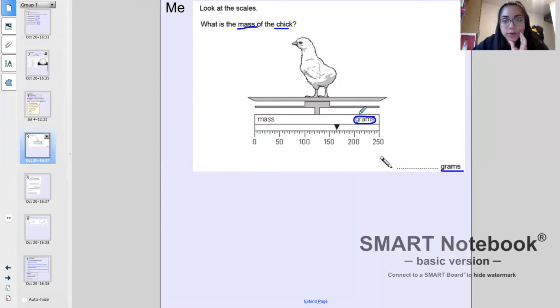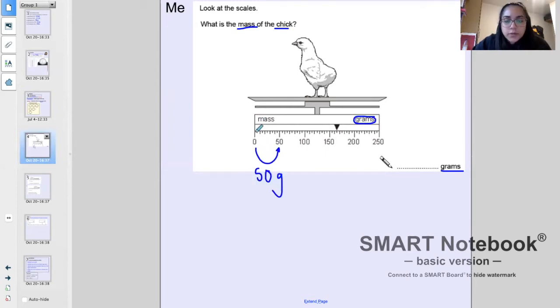So it's going from 0 to 250 grams. Now, looking at the jumps of the numbers I can see, it's going up in 50. So from 0 to 50 is 50. 50 to 100 is a 50. 100 to 150 is also 50. So it's definitely going up in 50 grams.